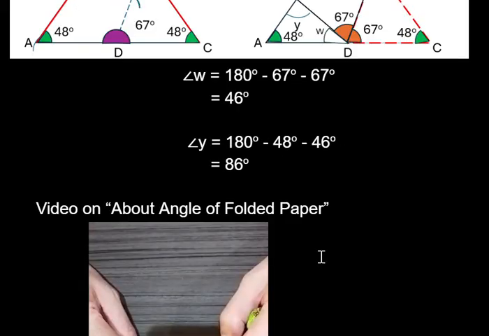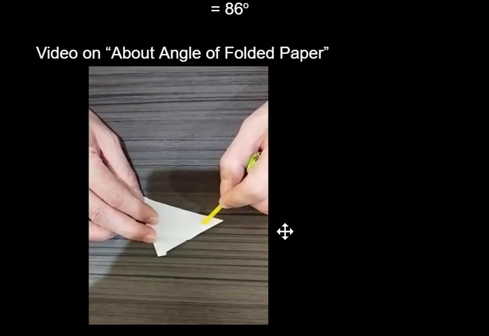I've created a video previously, and I will upload it as well. You go to my channel and look for this video called about angle of folded paper. It's not the same question, but the concept is the same. I explain visually using a piece of triangle paper that I folded, and let your child understand why certain angles remain the same after you fold.